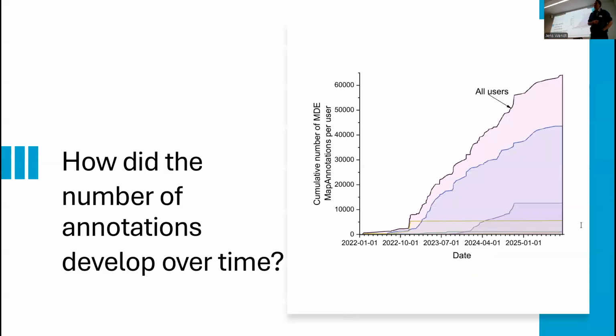Now we can look at the temporal development of this. The upper line is the cumulative number of map annotations of all users, and all the other lines are then the respective single users. What we already saw in the pie chart is we have one power user. But what we can recognize here is we also had some other very promising users who at some point stopped contributing. There are good reasons for that, I can tell you.